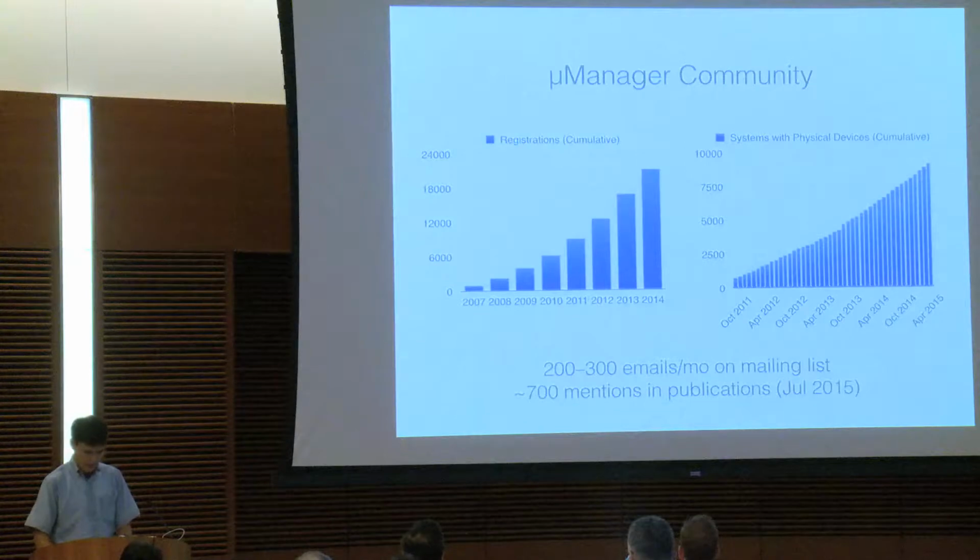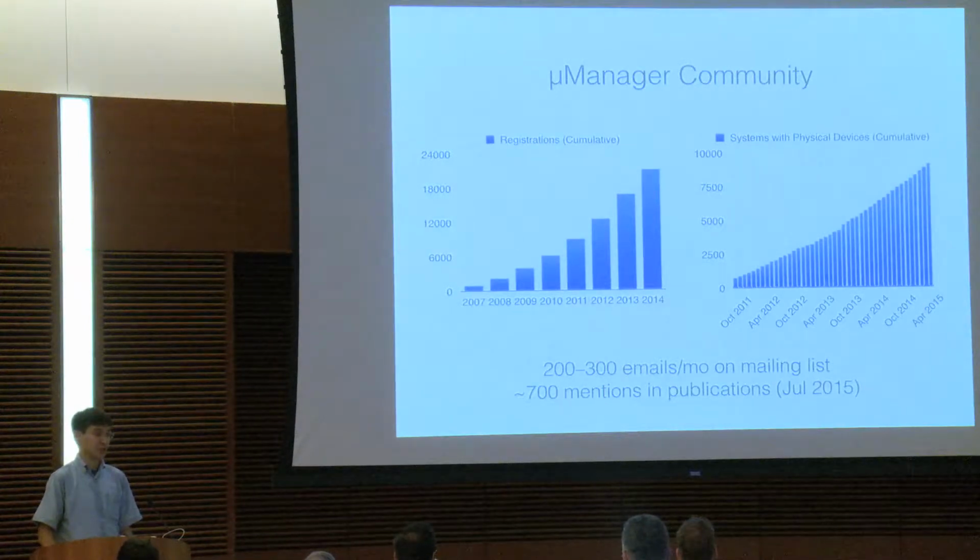We are getting an increasingly large number of people adapting µManager for their experiments. These graphs are showing the registered users who provided their email address when they first started µManager. We have about 20,000 now. And we estimate we have about 9,000 computer systems that are running real microscope hardware worldwide. And presumably these are underestimates because you can opt out of reporting. We also have a very active mailing list and about 700 publications mentioned in µManager.